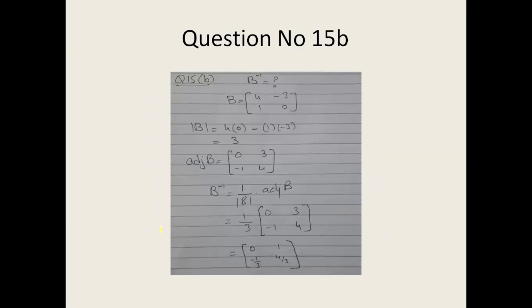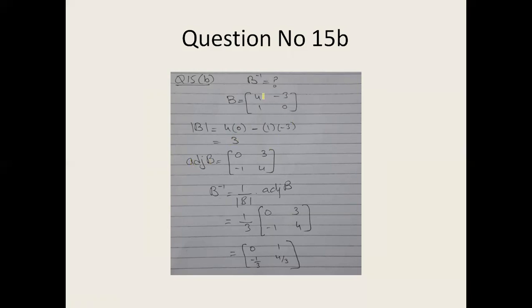Okay, now in the B part of question number 15, we have to find out the inverse of B. The B is equal to 4 -3 1 0. First of all, I will find the determinant. So 4 will multiply with 0, and then minus 1 will multiply with the -3. So you have 4 into 0 minus 1 into -3. So it will be 0 plus 3. So it will be 3. So this is the determinant.